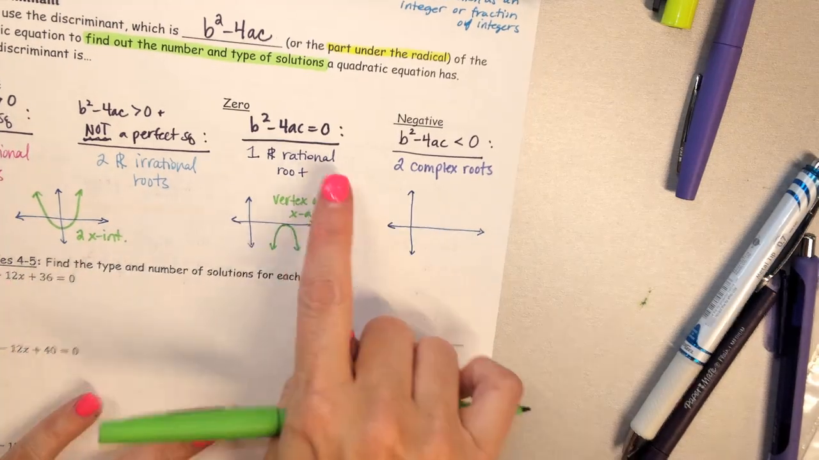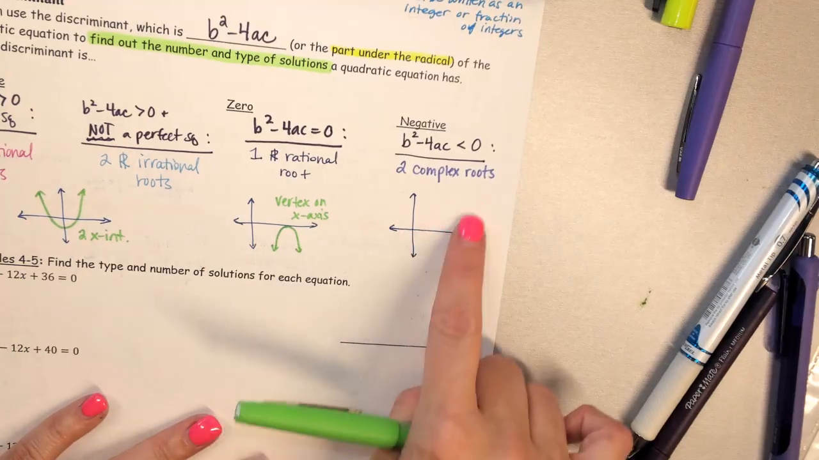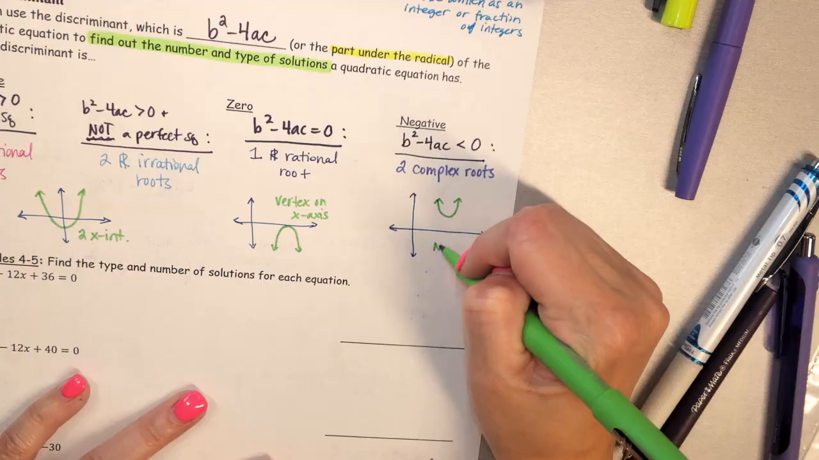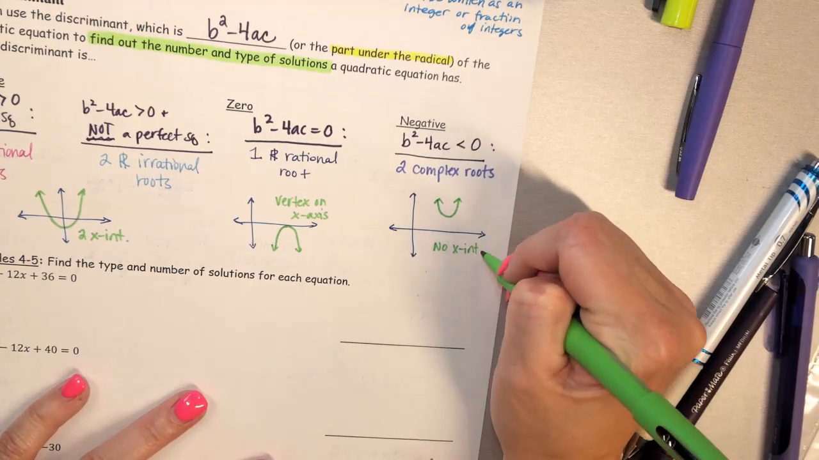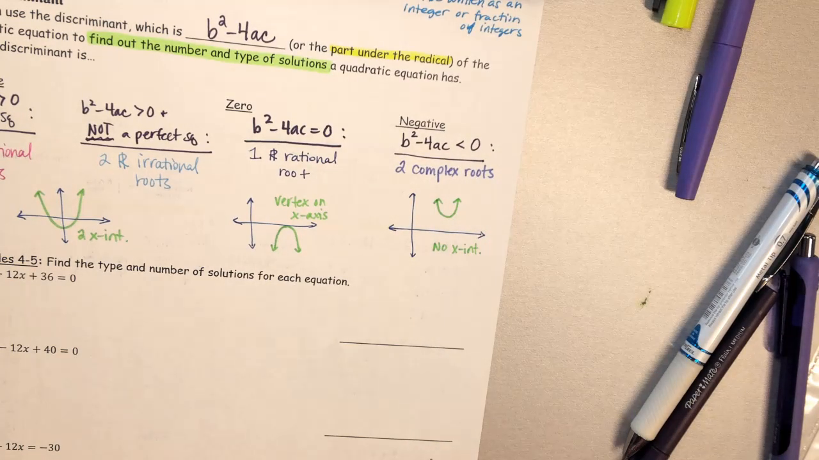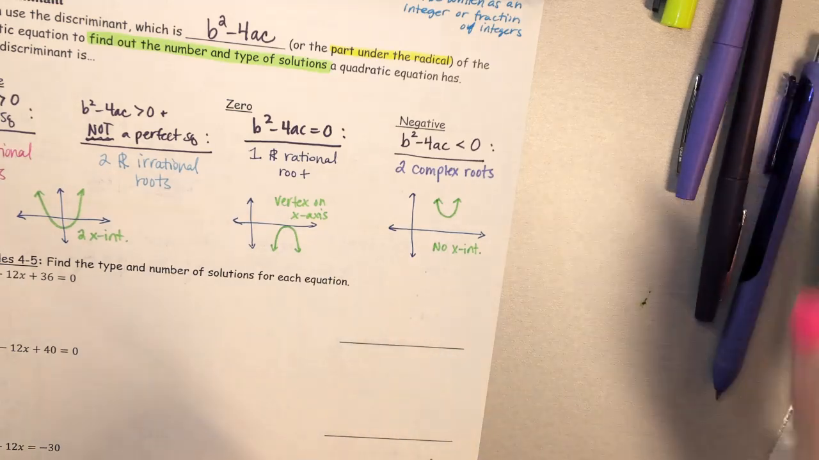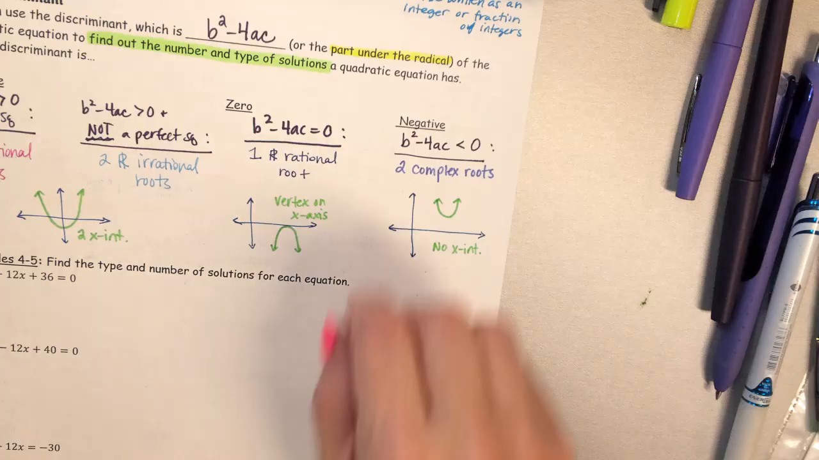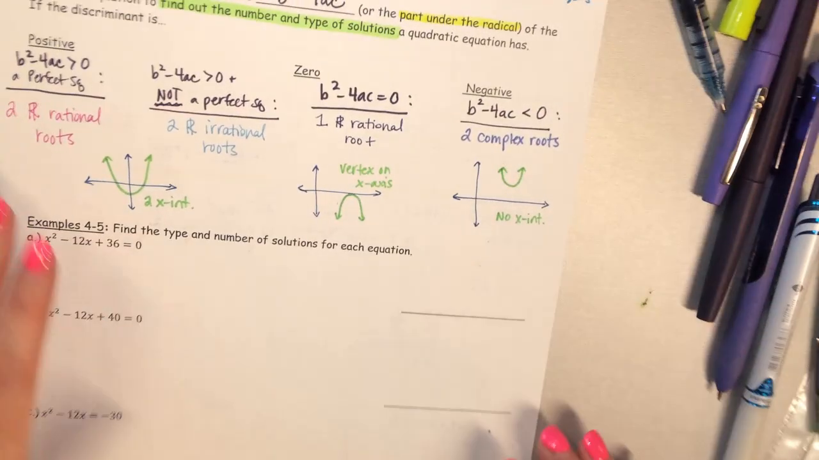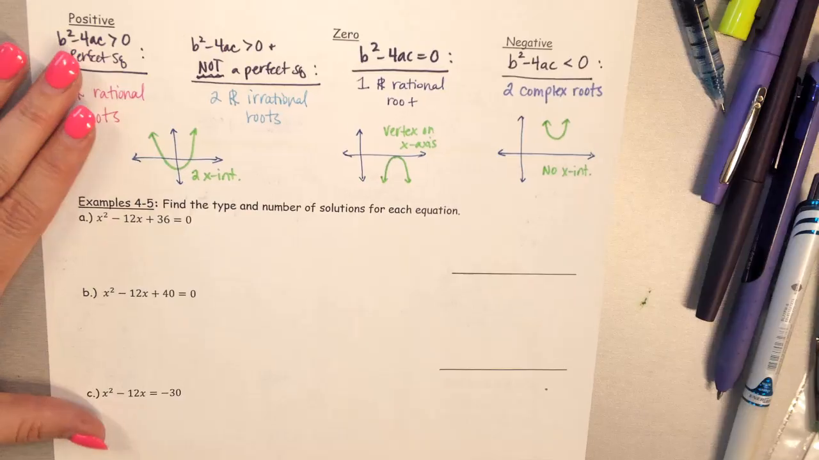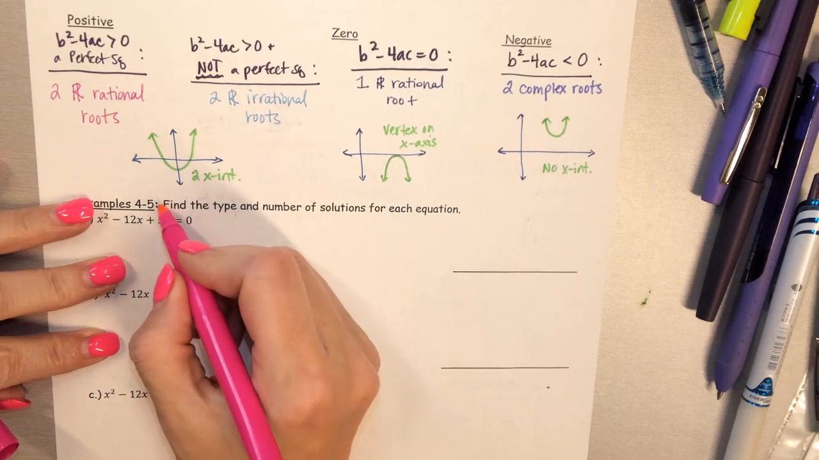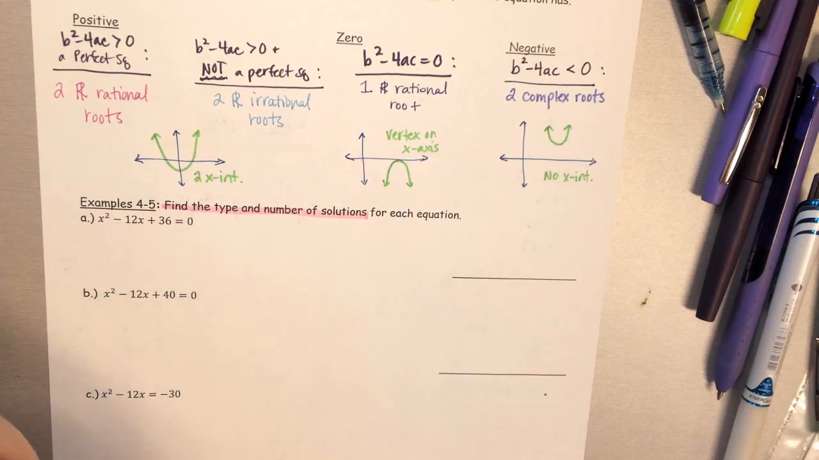All right, so if you have 2 imaginary roots, the complex roots, what that means is you don't have any real x-intercepts, so it would look like this on the graph. Okay, there would be no x-intercepts visible. Okay, the only x-intercepts that exist are real. So if you have complex values, you will not see them on the graph. Okay, so the directions for this say to find the type and the number of solutions for each equation.